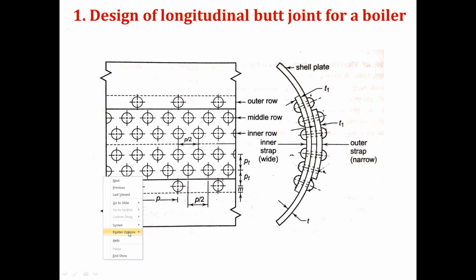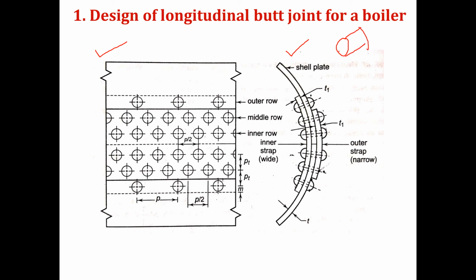Now this diagram, which diagram? This is the top view. This is the top view of your longitudinal butt joint for a boiler, and this is the front view. Say this is my boiler, I have considered only one part, this particular part. Because the shape is symmetrical, I have taken the half portion, only this portion.